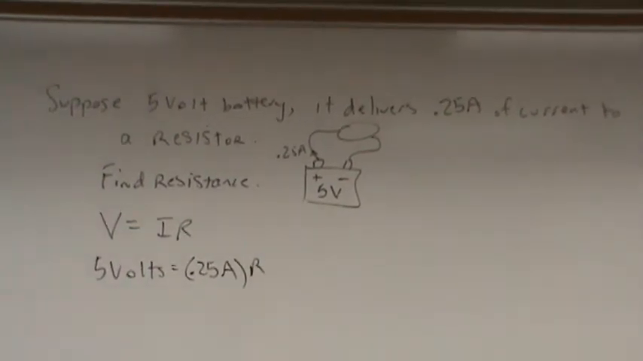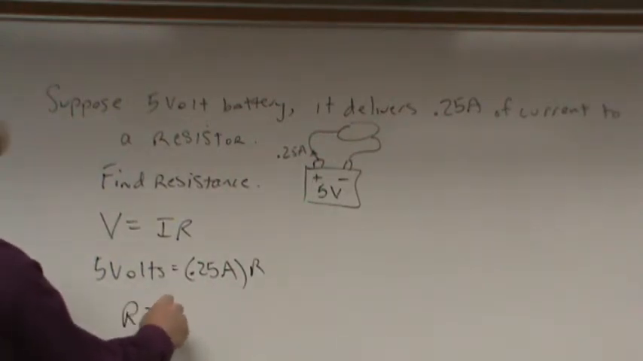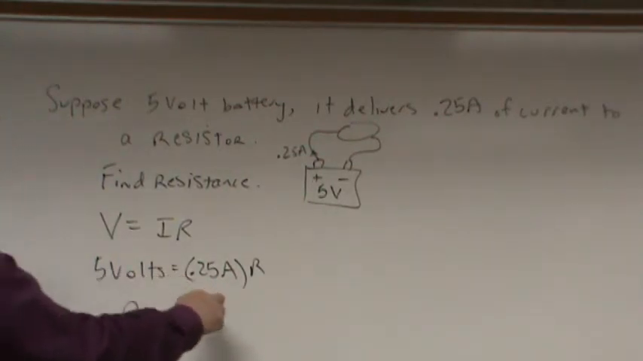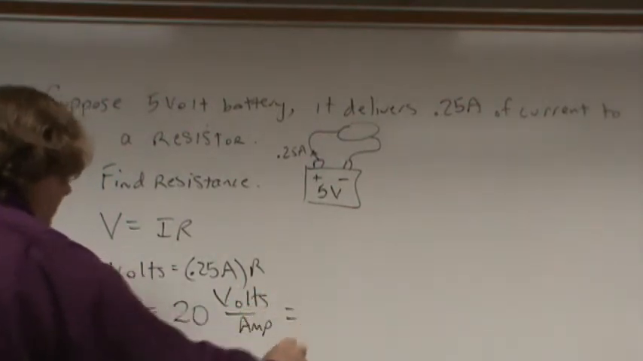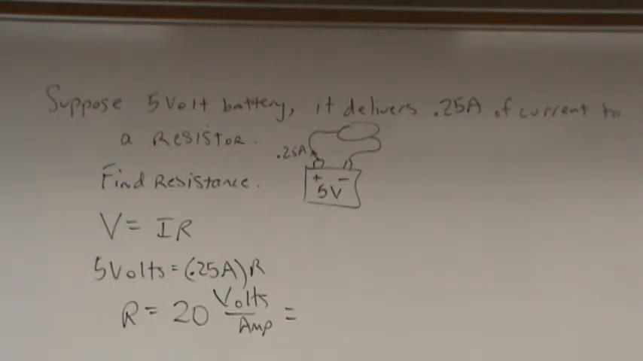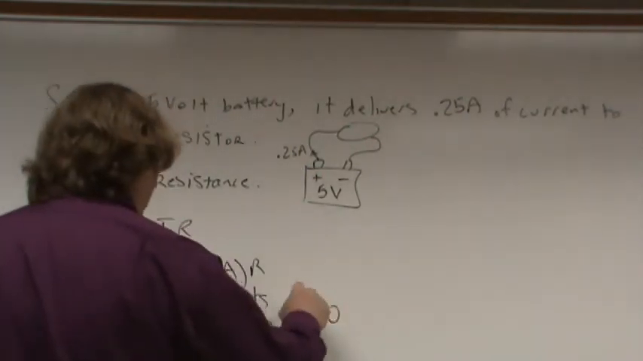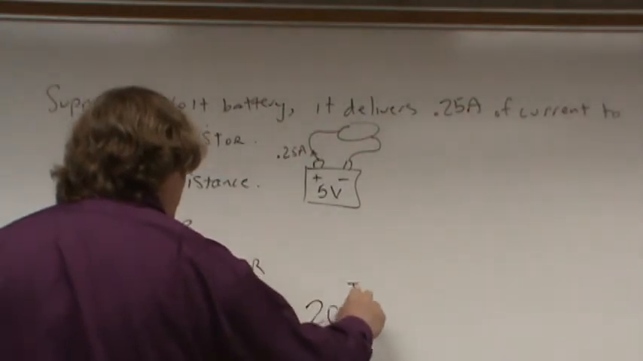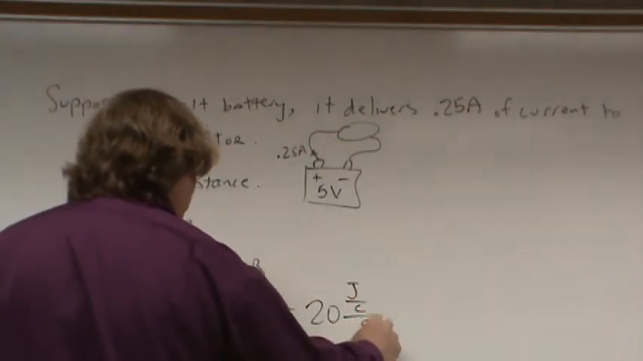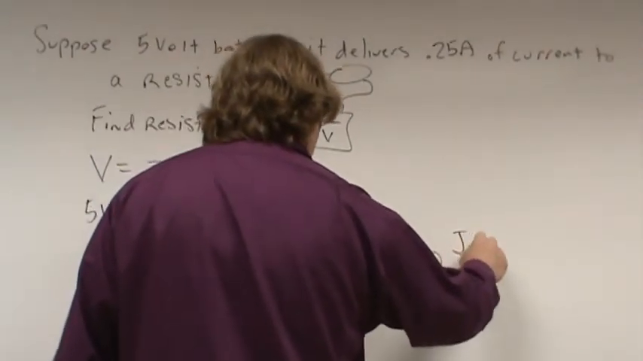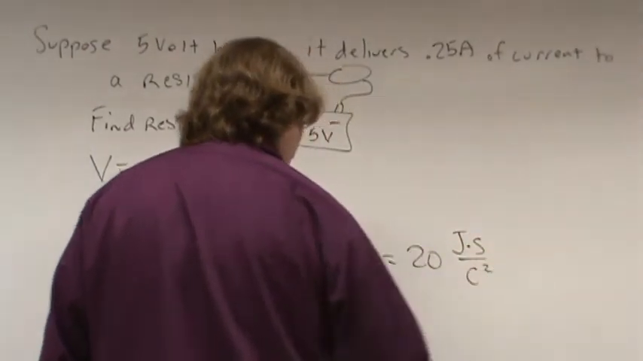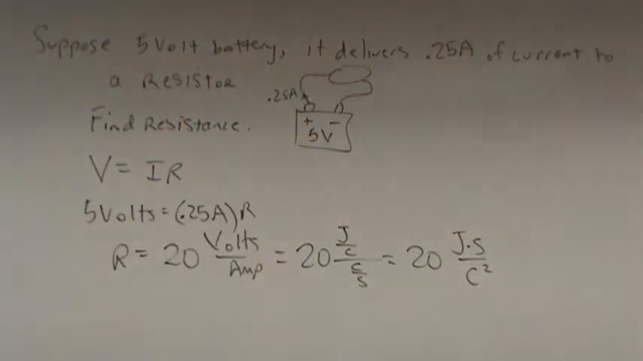How many people are getting 20? Okay, good. 20, right? You're going to get a resistance of 20, and the units are going to be volts per amp. So we could have kept those units, volts per amp, or we could have converted to the normal SI units. Volts is joules per coulomb, and amps is coulombs per second. So we could have called it 20 joule seconds over coulomb squared.